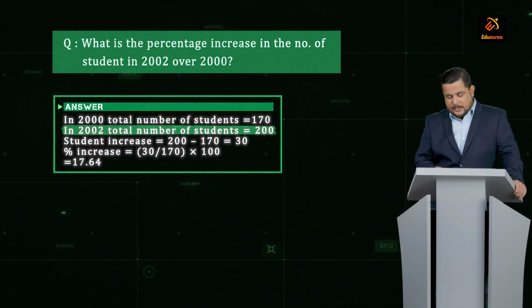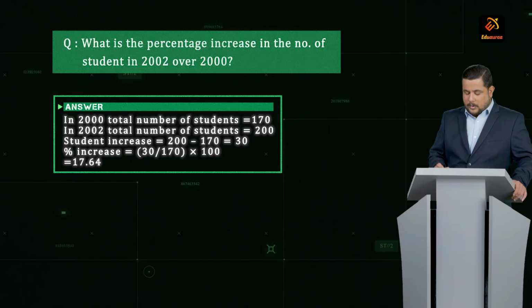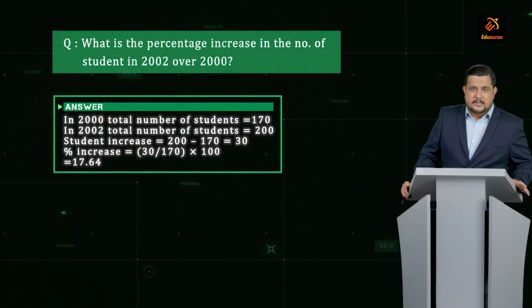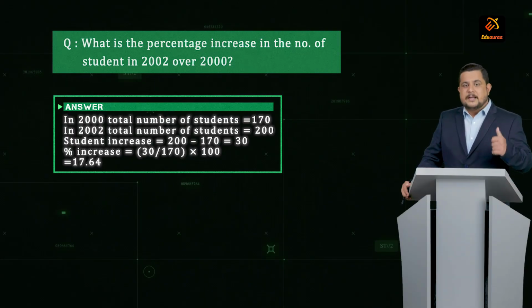So how many students increased? So 200 minus 170 means 30. So 30 is what? The increase, right? In terms of value. But they are asking in terms of percentage: the percentage increase in students in 2002 over 2000. That is what we have to calculate.